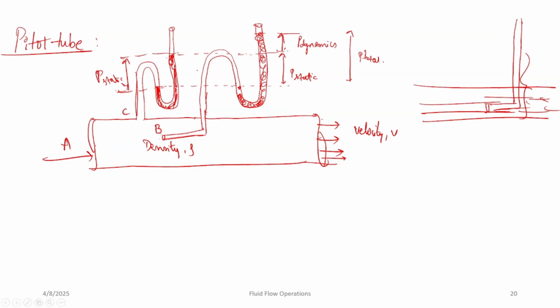So let's see how we'll be using it. Again, this is also a differential pressure equipment, right? This is a differential pressure flow meter, so this also works on Bernoulli's principle. Let's apply Bernoulli's principle at A and B. So we'll be getting PA by rho g plus VA square by 2g is equal to PB by rho g.